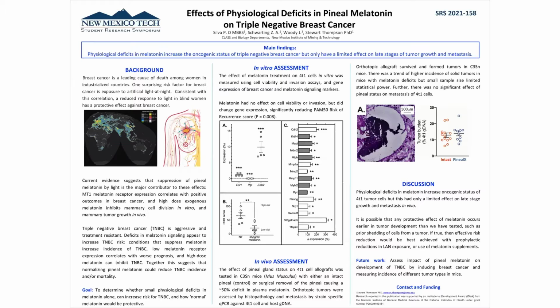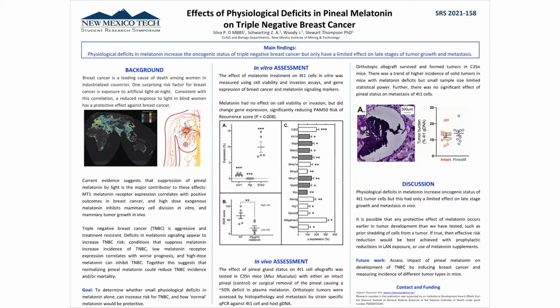And when it comes to breast cancer, it has multiple flavors. One of the deadliest flavors is triple negative breast cancer. We call them triple negative breast cancer because they lack all three types of hormone receptors. And interestingly, it has been found that there is a correlation between triple negative breast cancer and melatonin.